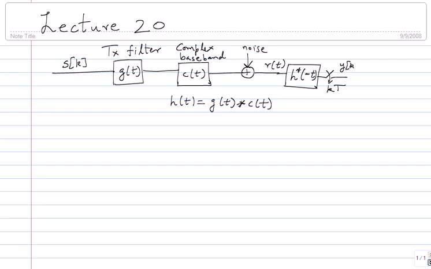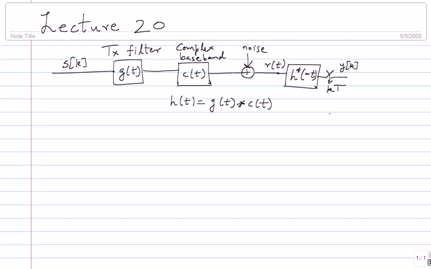And this y_k has a very simple description the way I wrote it down. y_k will actually be s_k convolved with the autocorrelation of h. So it has ISI on both sides. y_k will depend on s_k, s_{k-1}, s_{k+1}, s_{k-2}, s_{k+2}, all these things in a symmetric way, through rho_h(k).